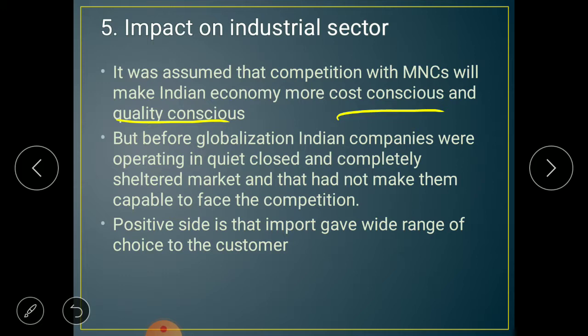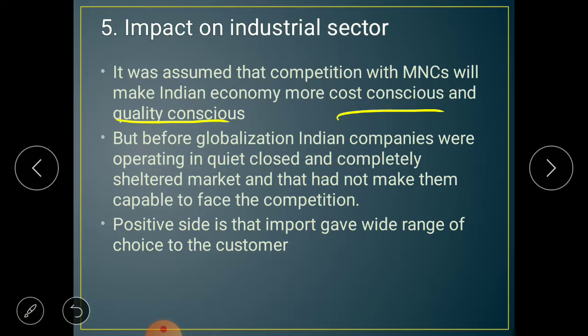So if there is a competition between high price goods and low price goods, who will win? The low price good produced by MNCs. And their product is also quality conscious. You know that our product is not that qualitative, and due to that reason India's export is not up to the mark, because other countries' products are very good. So just because of competition with the MNCs, as they are selling at less price, Indian companies have to sell at less price to survive in the market, which makes them cost conscious.